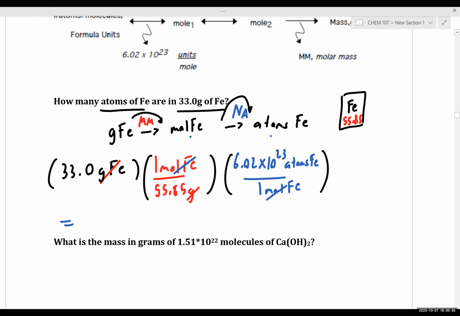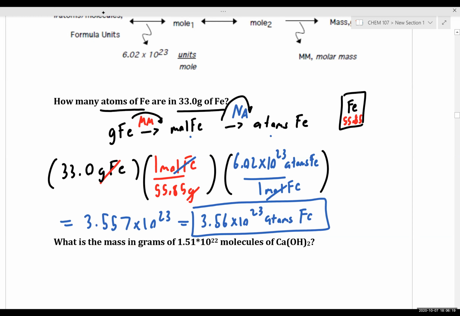Moles cancel, and now punching this into our calculator, we have 33.0 over 55.85 times 6.02 EE23. That in turn gives us 3.557 times 10 to the 23rd, that we round to 3.56 times 10 to the 23rd atoms of iron.